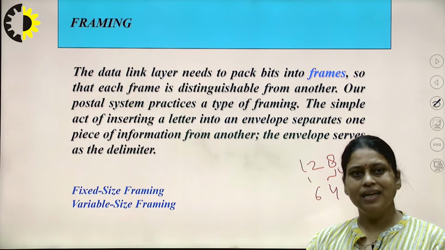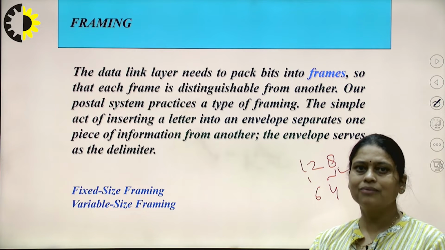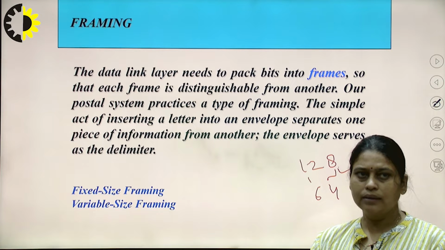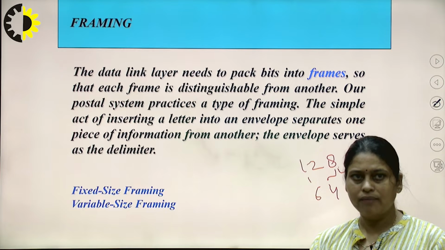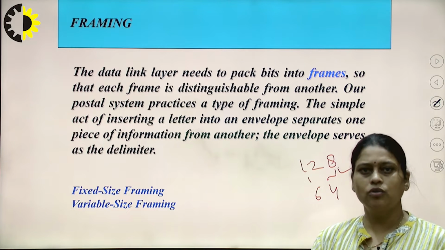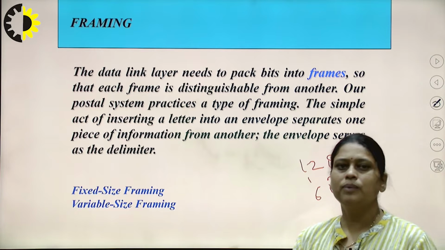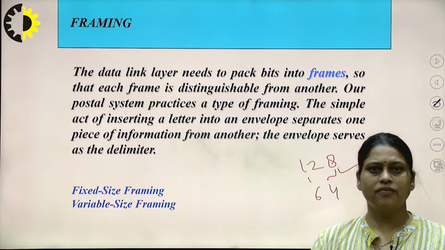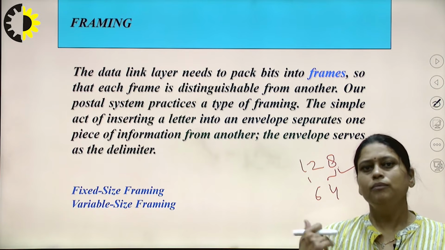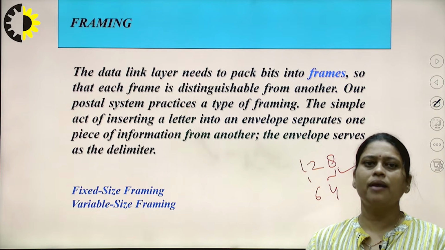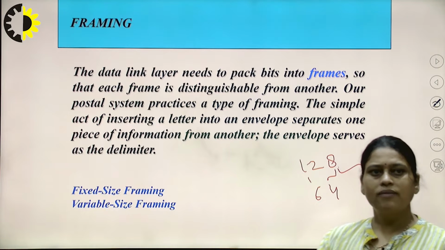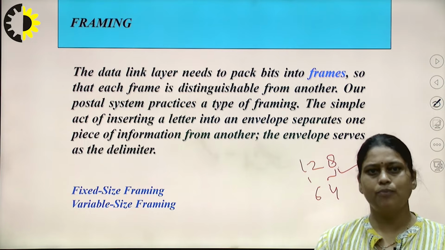So, the data link layer needs to pack bits into the frame. As I have told, the packets which we have received from the network layer are now converted into frames. These bits are converted into frames so that each frame is distinguishable from another, meaning each and every frame has a distinguished number of bits. Our postal system practices a type of framing.